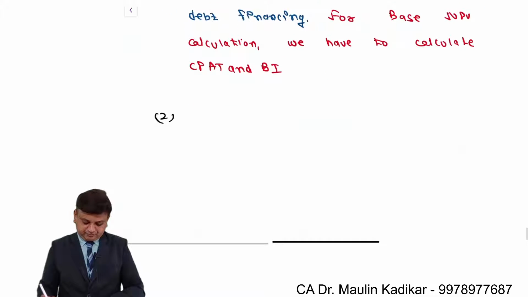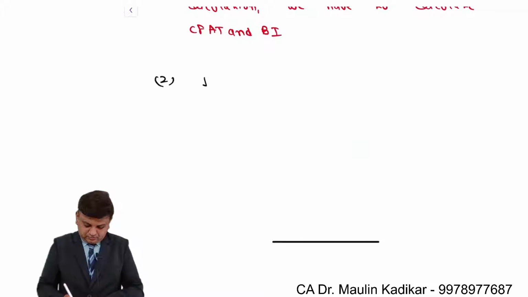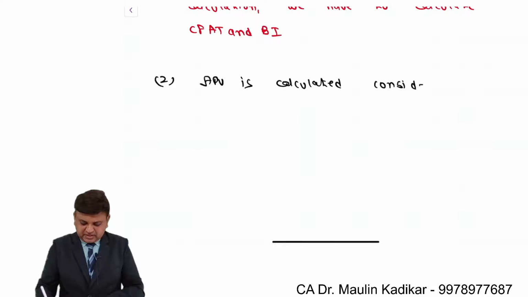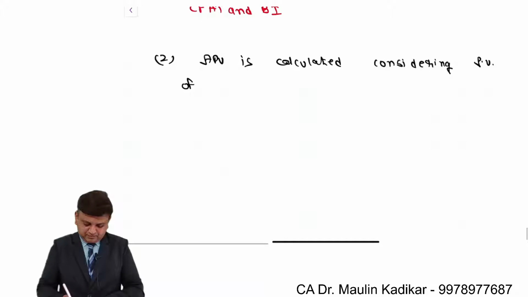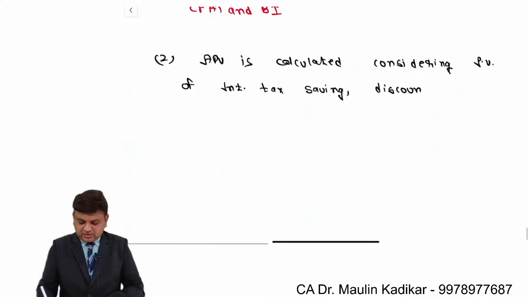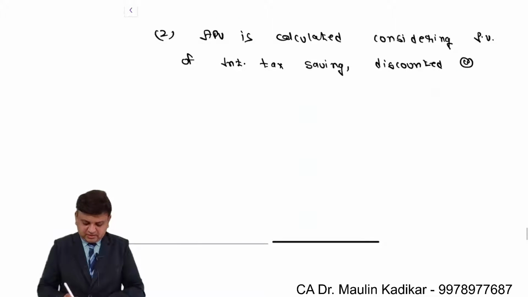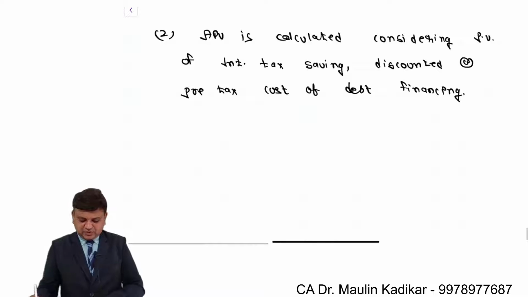Second point, APV is calculated considering the present value of interest tax saving, discounted at the rate of pre-tax cost of debt financing.